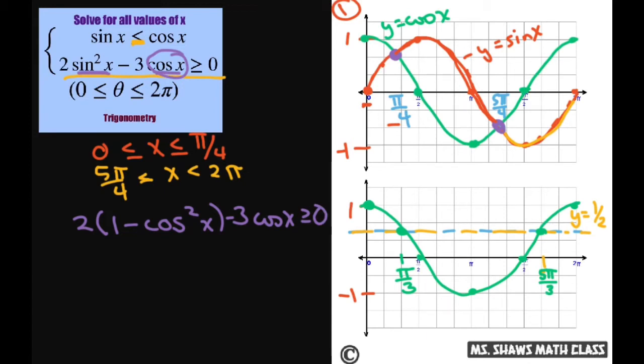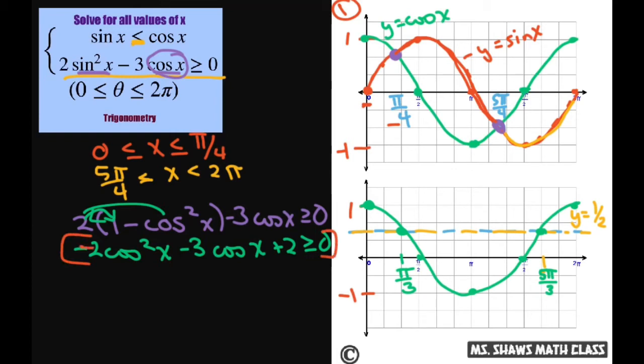All right, so simplifying this, we're going to get negative 2 cosine squared of x, we'll multiply those two, minus 3 cosine of x. And then we have 2 times 1 is 2, and so that's going to be plus 2. It's greater than or equal to 0. All right, also, let's go ahead and negate this because I don't like to lead with this negative. So if you negate all this, you get 2 cosine squared of x plus 3 cosine of x minus 2, and you have to flip this sign, less than or equal to 0.